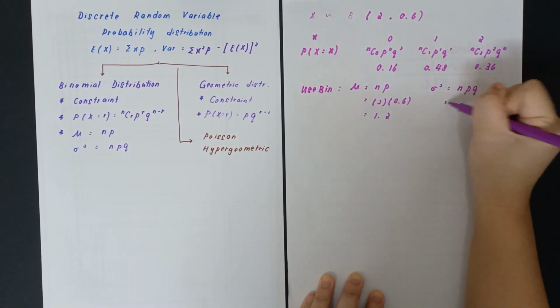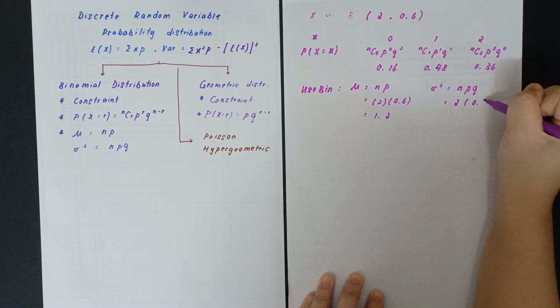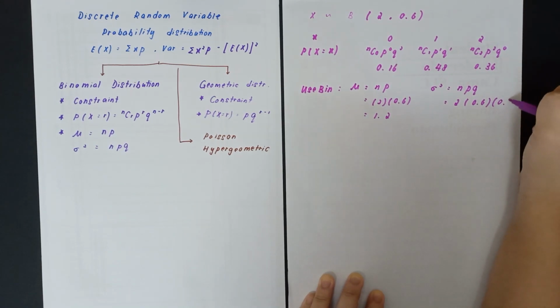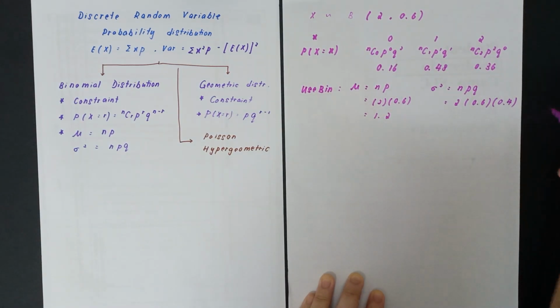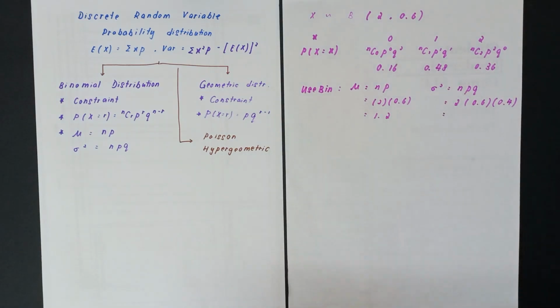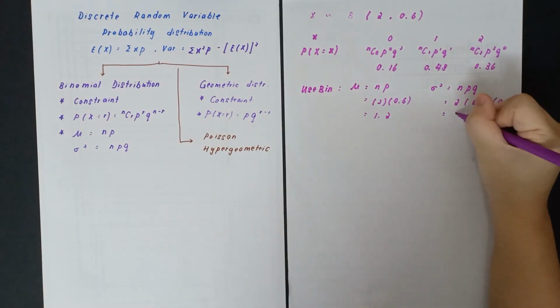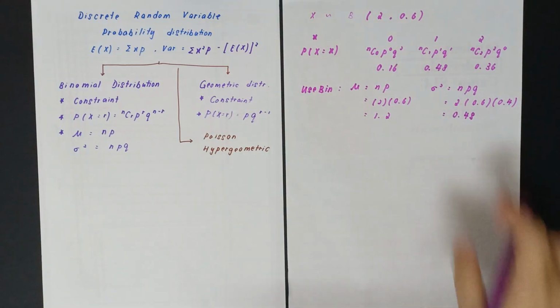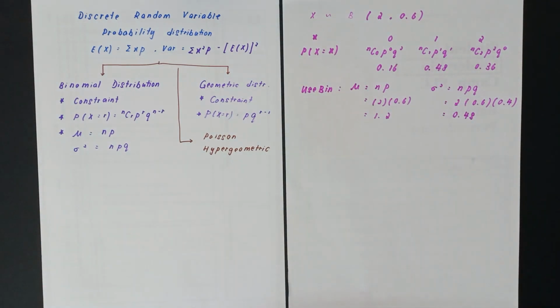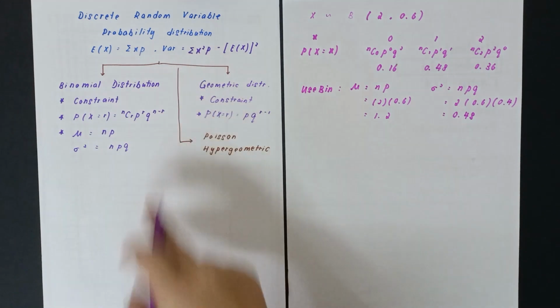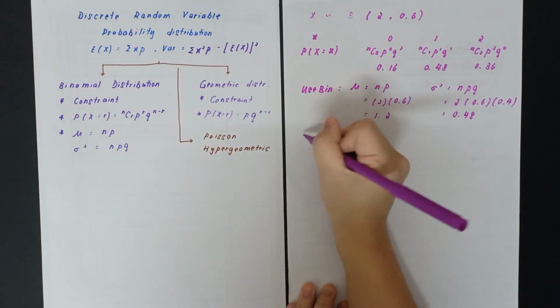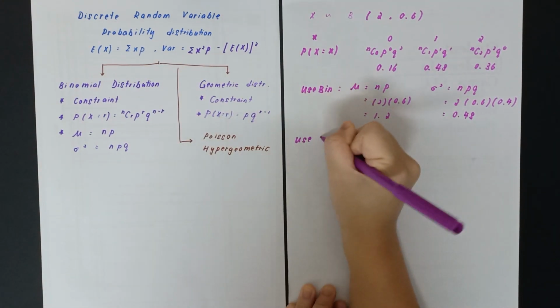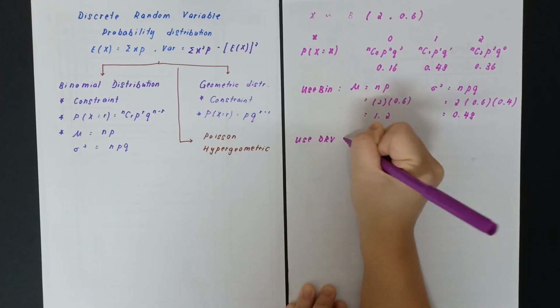So your N will be 2, your P, and your Q, so it will give you 0.24, so 0.48. Okay, so you see, this is by binomial distribution. Now let's try to use the original formula, the DRV, the discrete random variable.